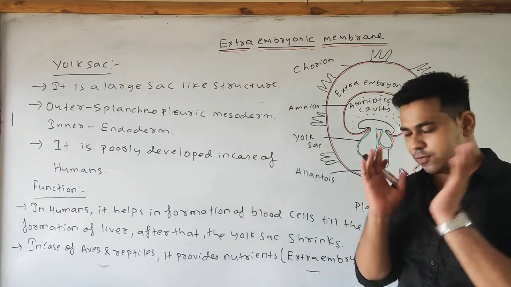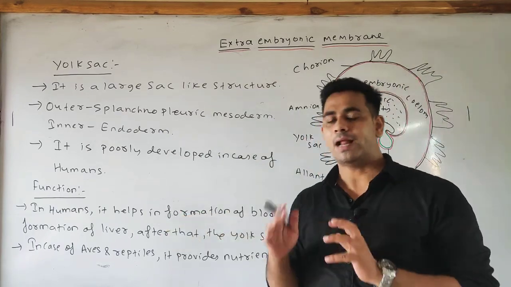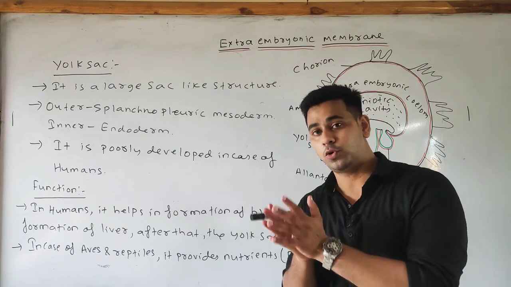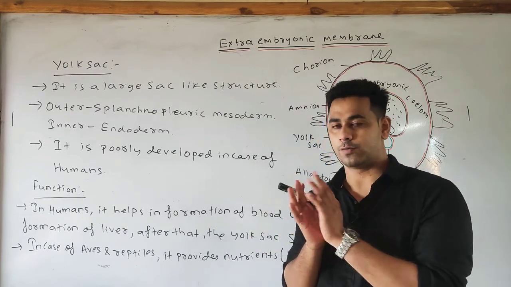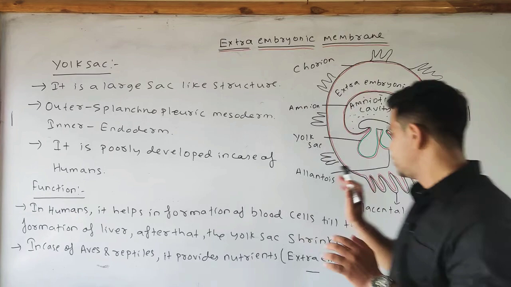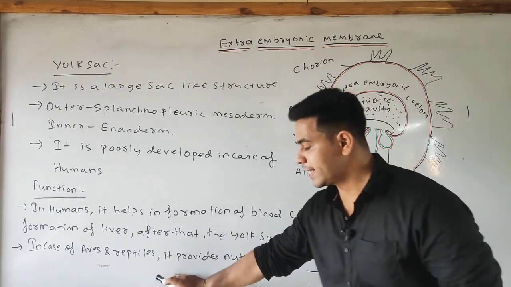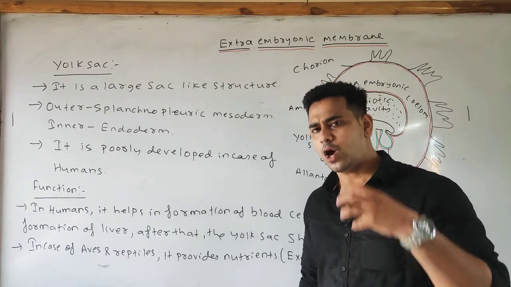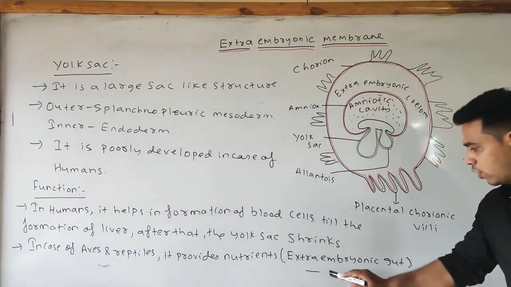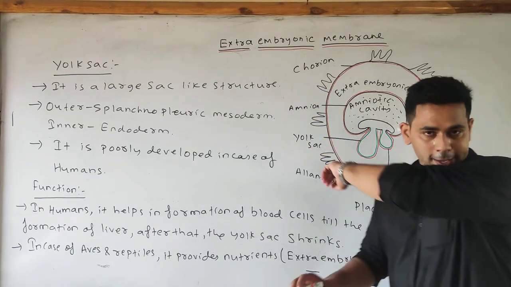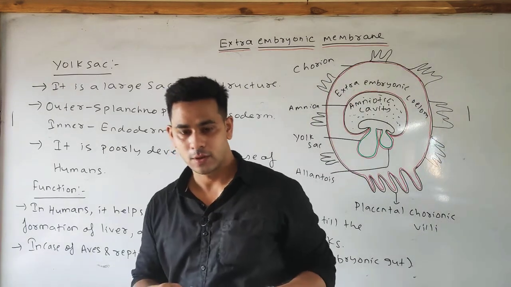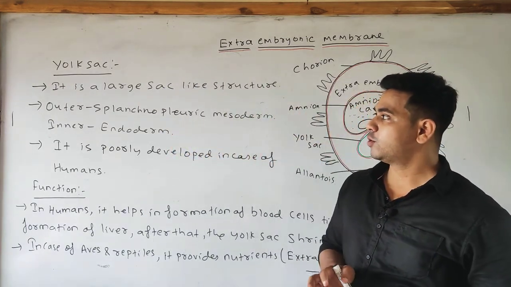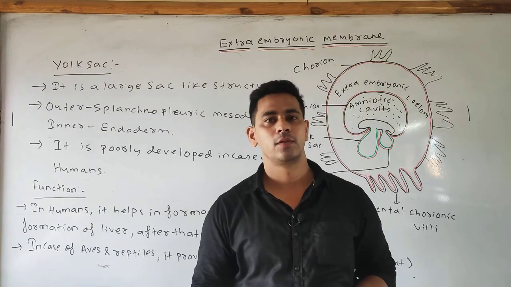Okay, main function. In humans, it helps in formation of the red blood cells, but only until the formation of the liver. After that, the yolk sac will shrink. But in case of apes and reptiles, it plays an important role by providing nutrients or food. That is why it is also called extra embryonic gut. Okay. So, this is all about your extra embryonic membrane.